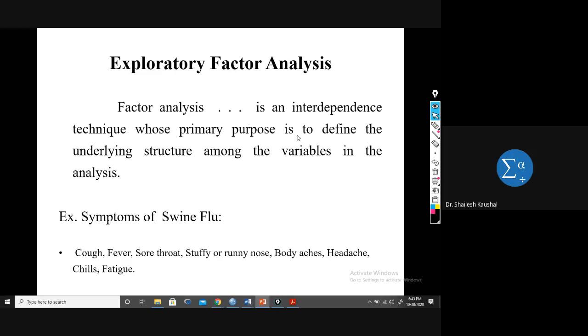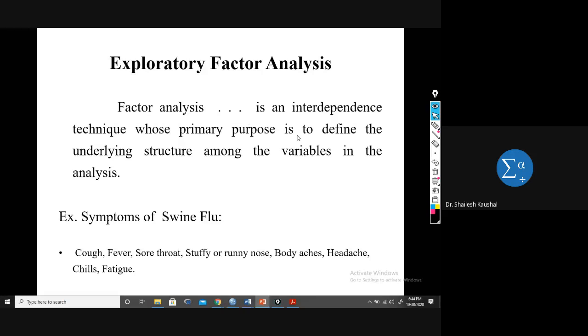Now an example: symptoms of swine flu. I am taking a very simple example to understand the concept of exploratory factor analysis. No doctor can say I have swine flu unless I tell the symptoms. Like I say to the doctor, sir, I have cough, fever, sore throat, stuffy or runny nose, body ache, headache, chills, fatigue. These are the symptoms. On the basis of symptoms, the doctor can summarize, yes, you may have swine flu.